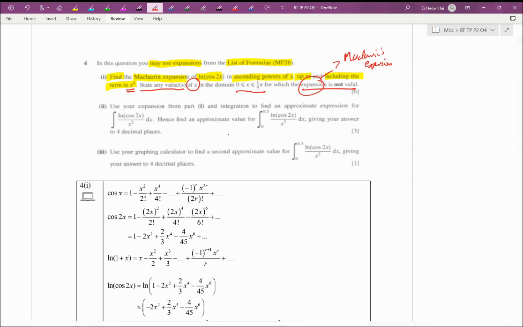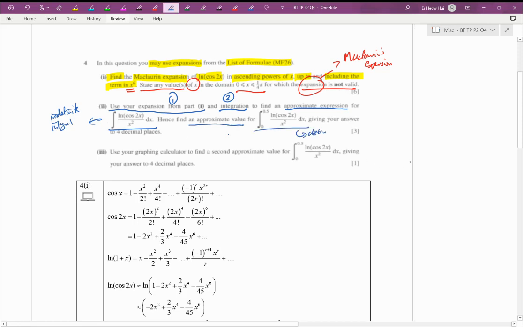In the second part of the question, you are told to use your expansion in part 1. So that's the first instruction. And integration. So parts 1 and 2 must be used to find an approximate expression for the indefinite integral. Then hence find an approximate value for the definite integral, giving your answer to 4 decimal places. So this is the accuracy requirement. And not forgetting, "hence" means you have got to use whatever you have found.